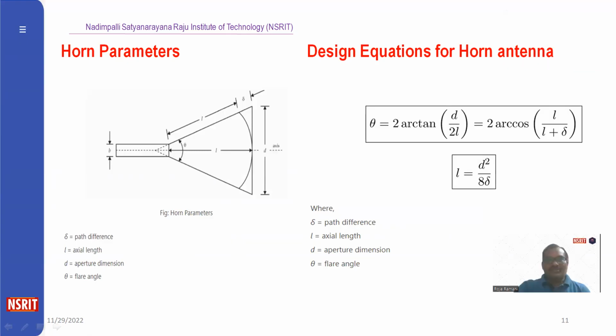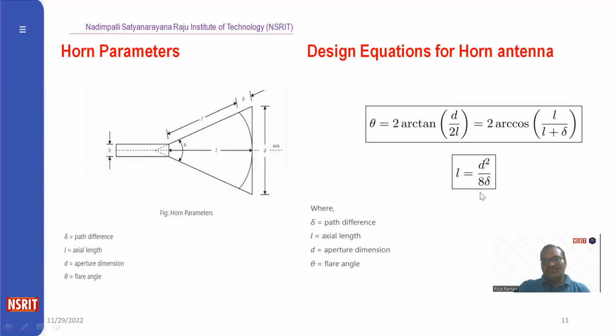Next, design equations of the horn antenna. So these are the horn antenna parameters. This is the waveguide. This is the flared out part of the waveguide. This is known as delta, nothing but the path difference. This is L, the axial length. This is D, nothing but the aperture dimension, and this theta is the flare angle. So this is the diagram of the horn antenna. In this, delta is the path difference, L is the axial length, D is the aperture dimension, and theta is the flare angle.